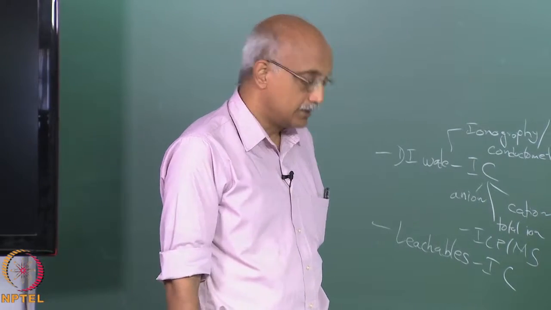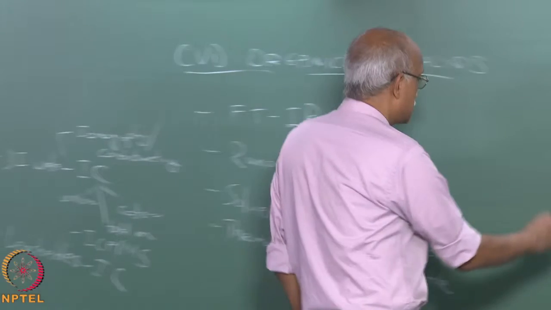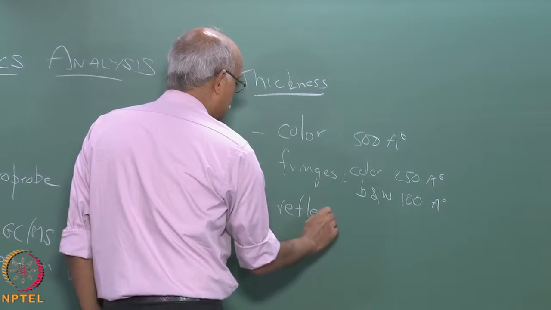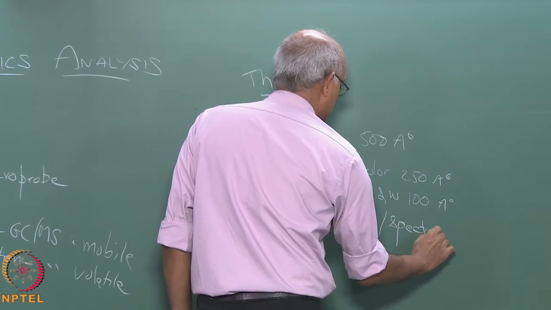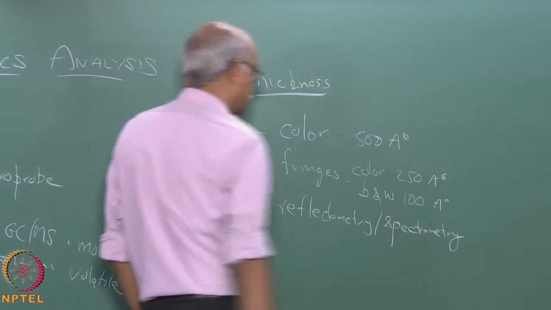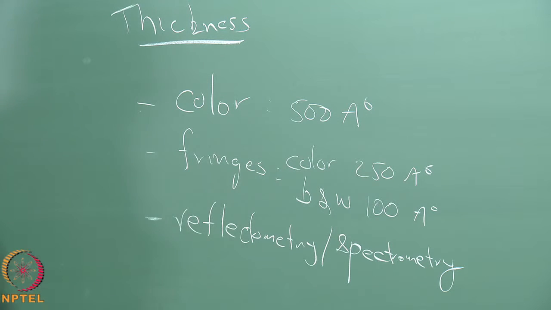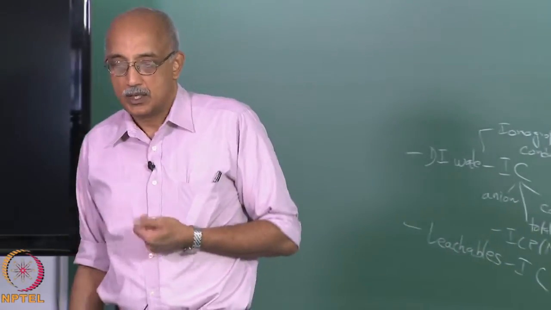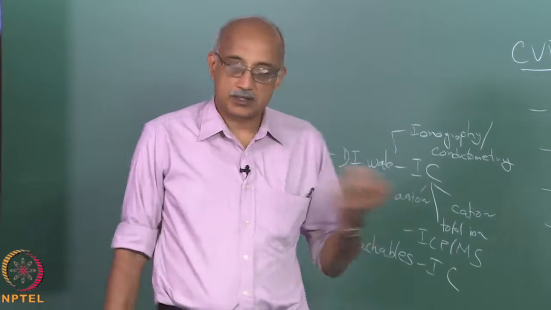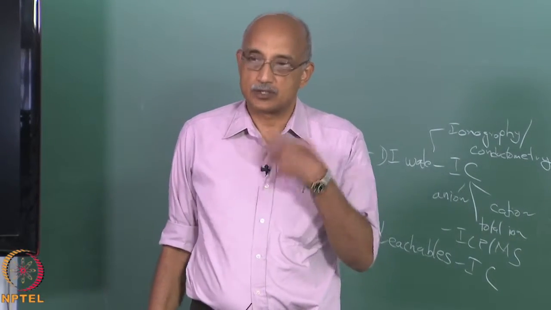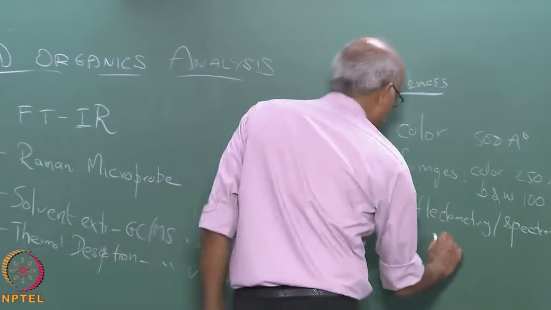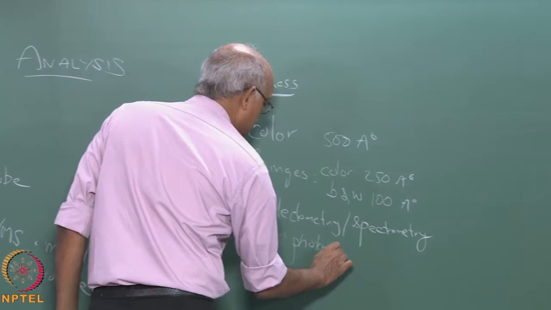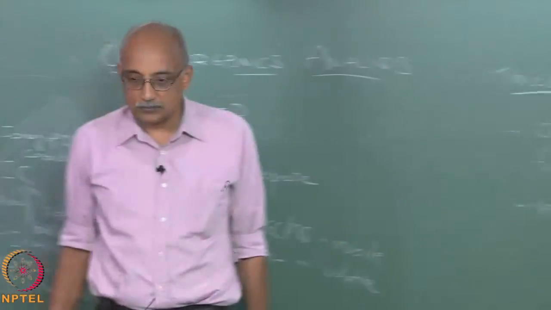Okay, the third technique that is used is reflectometry/spectrometry. Now this technique is actually quite similar to the fringes technique, except that now you are shining laser light on the film, and you look at its reflectance characteristics, and you do spectrometric analysis of the reflected signal. So you use instruments called photometers to collect the reflected light, and then you analyze it.